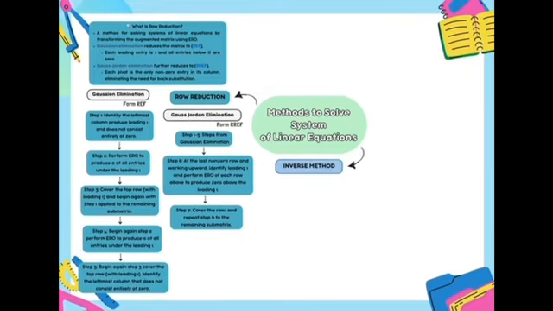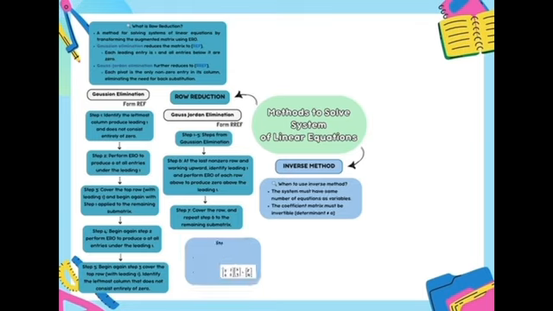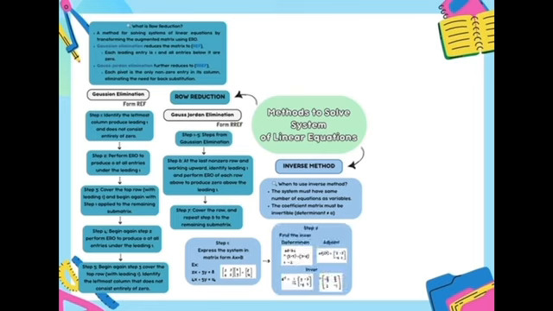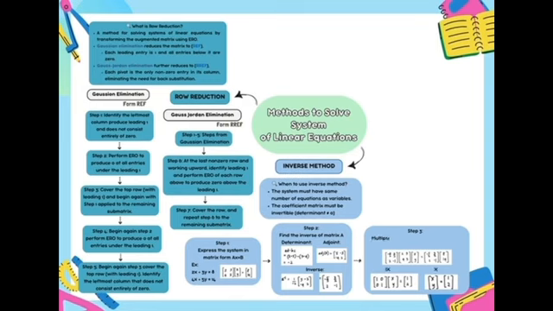Next, we have the inverse method. When can we use the inverse method? Number 1, the system must have the same number of equations as variables and the coefficient matrix must be invertible. For step 1, express the system in matrix form AX equals B. Step 2, find the inverse of matrix A. And for step 3, multiply both sides of the equation by the inverse of A.